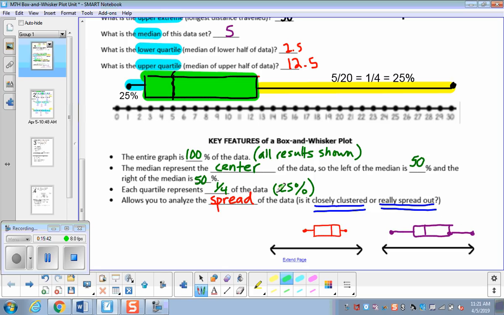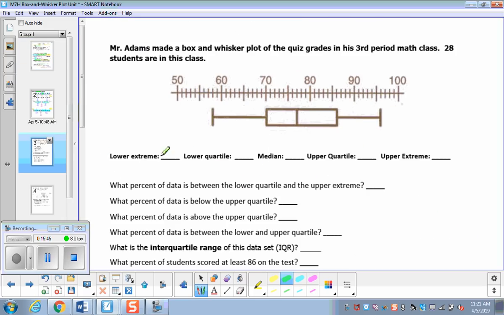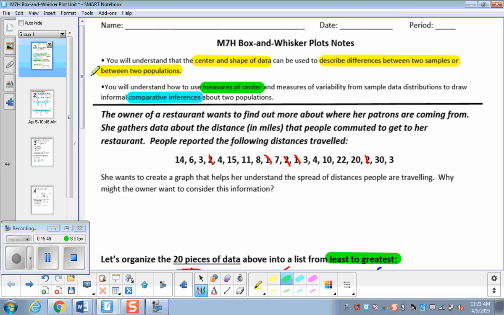Now what you're going to do next is move on to this part for practice, and we'll go through that together. But that concludes the video for how to construct the box and whisker plot and then how to analyze it.